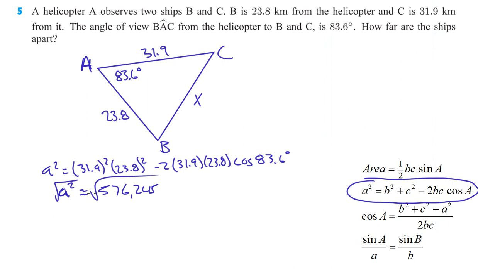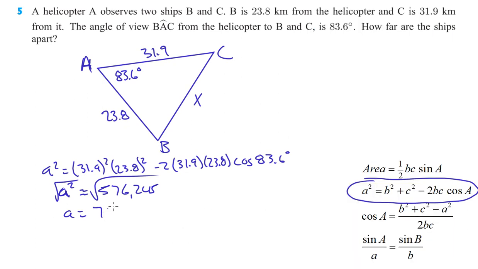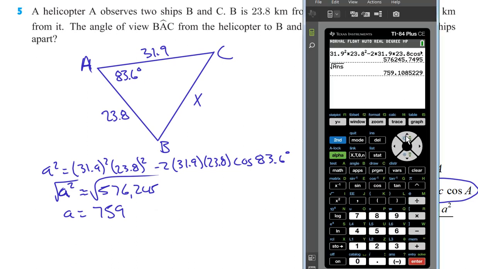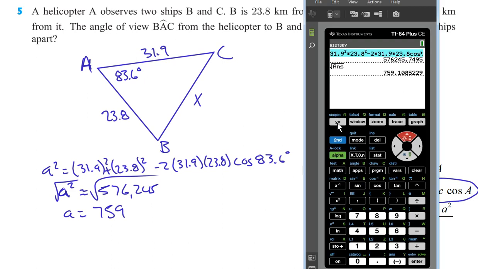So we will simply want to square root both sides to figure out what A is. So we square root our answer, and we get about 759 kilometers. That's not right. What did I do wrong here? Let's get this figured out. I already figured out what I did wrong. I multiplied those two together. There should be a plus right there. That makes a big difference.